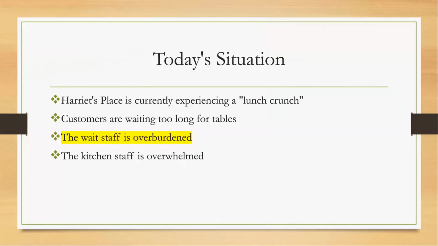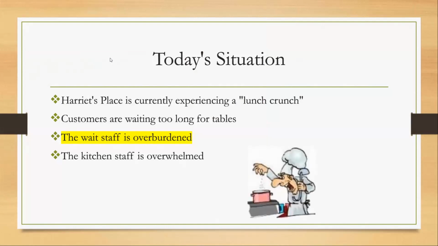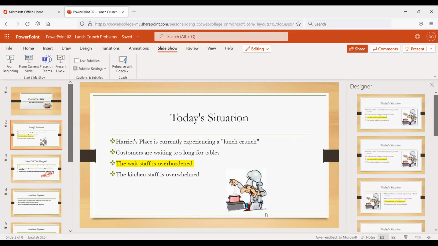You notice the chef's not over yet. And so what I can do is I can say, let's talk about Harriet's Place. It's currently experiencing a lunch crunch. Our customers are waiting too long for tables. Our wait staff is overburdened. And let me tell you, the kitchen staff is overwhelmed. I just clicked, and there comes the crazy chef. So you don't have to click at any particular time except when you're ready. So I clicked it, and there's my overwhelmed kitchen staff. See how that worked? And then it came in as a rotate. It rotated from small to large.